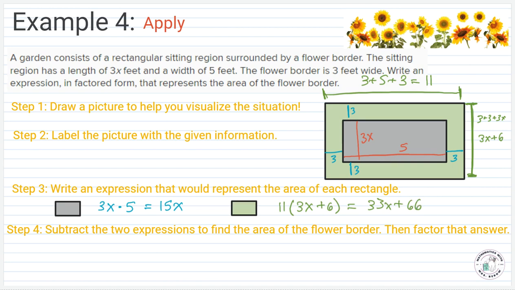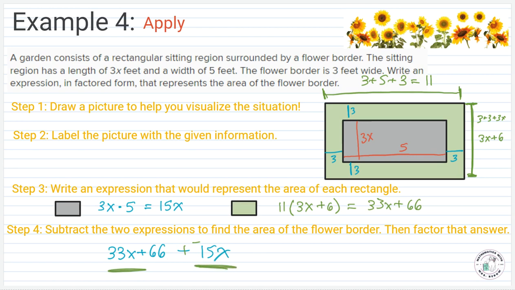So now we're going to find the area of the flower border by taking the area of the green minus the area of that gray space that was in the middle. So the 33x plus 66, we're going to subtract the 15x expression from that. With this one, I put the parentheses in, but you actually don't need them, so we could just ignore those again. Then just think of this as adding a negative 15x, combining those two like terms.